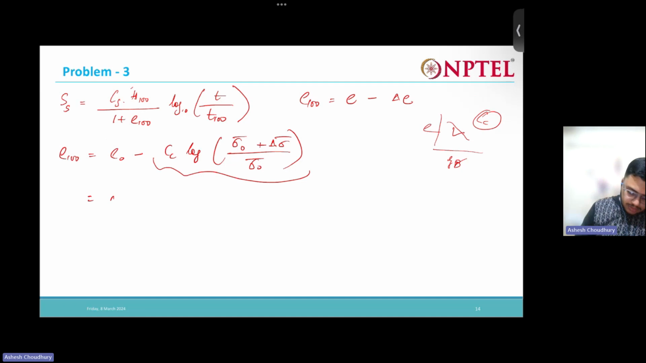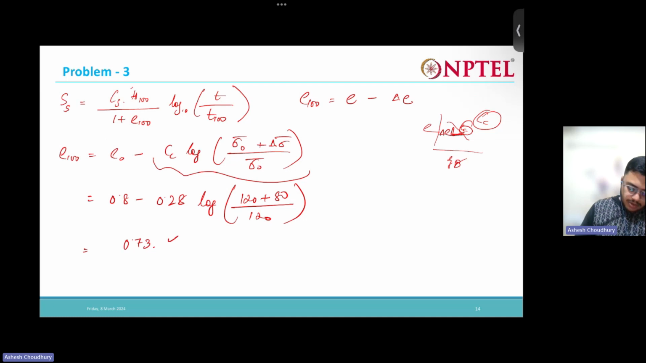So now let us do this. I hope this is clear to you. Okay, understood, right? Just using the basic definition of CC we are writing this. This is delta E, so this is CC. The slope is CC. So using that we are writing this.